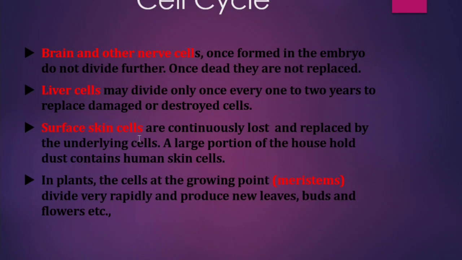But the surface skin cells are continuously lost and replaced by the underlying cells, that is, the epidermal cells. A large portion of household dust contains human skin cells. In plants, which part is the growing point? The meristematic region, that is the tip of the root and the stem. The cells at the growing points, the meristems, divide very rapidly and produce new leaves, buds and flowers and root hairs, etc.